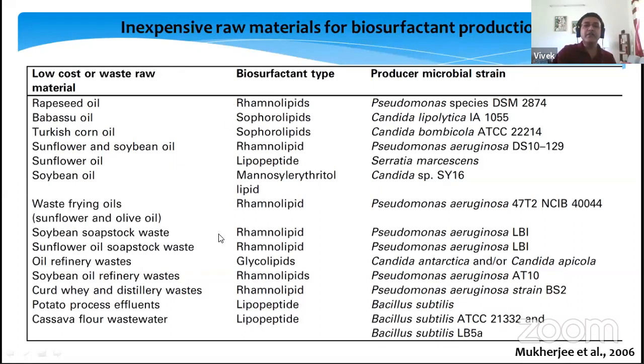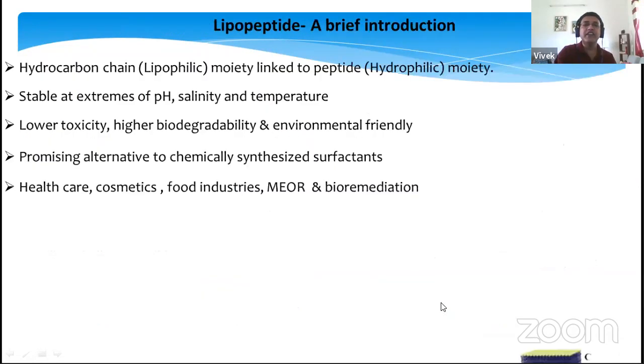So here you can see the various types of biosurfactants such as rhamnolipids, sophorolipids, and lipopeptides, which is my area of interest, and which are used for enhanced oil recovery purposes. The most widely researched is the rhamnolipid, followed by the lipopeptide for oil recovery applications. These are the various types of low cost raw materials which are used for production of these biosurfactants by the producing strains.